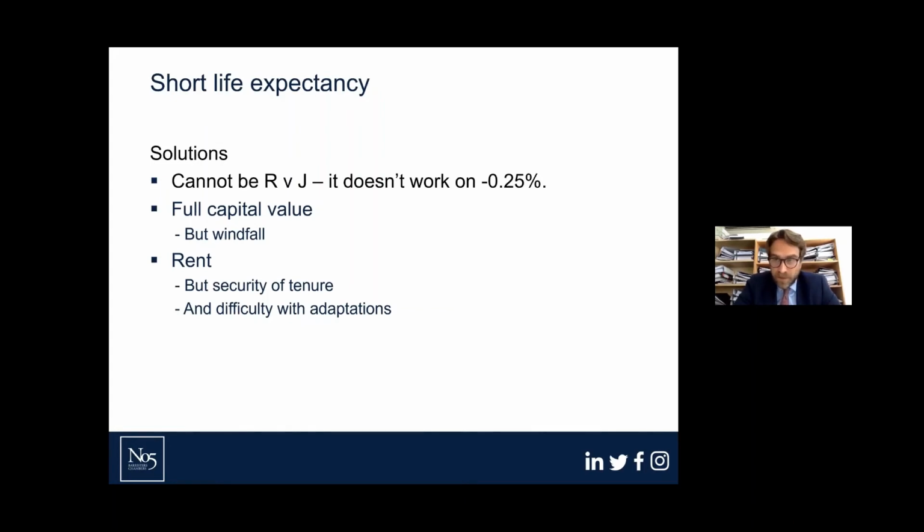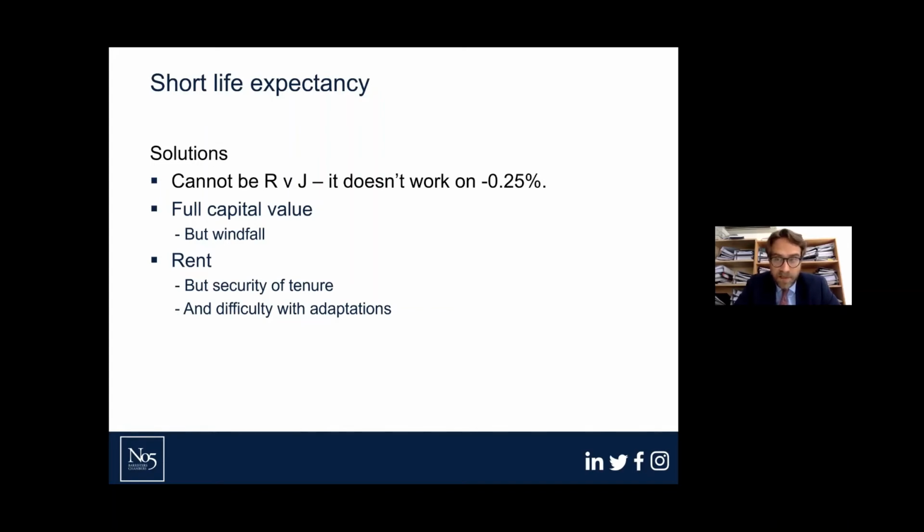That wasn't something that was pursued in the Court of Appeal, so far as I understand it, not least because there doesn't seem to really be any justification for it. The second solution, bullet point 2 on your slide, is the award of the full capital value.